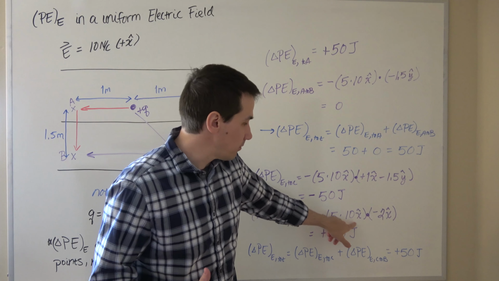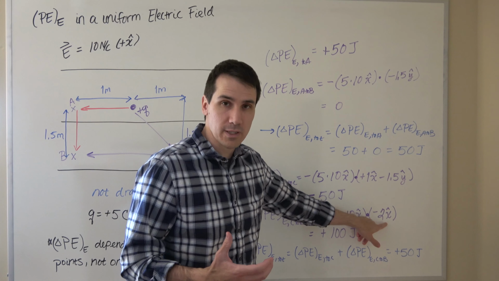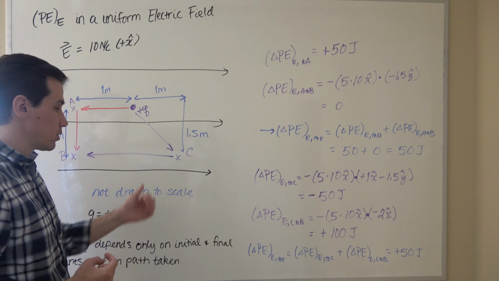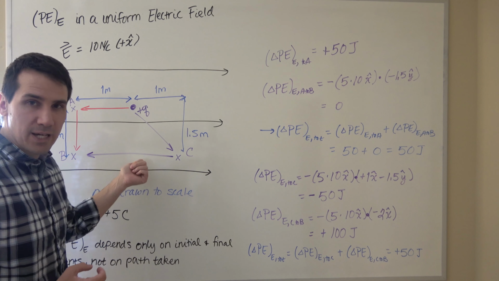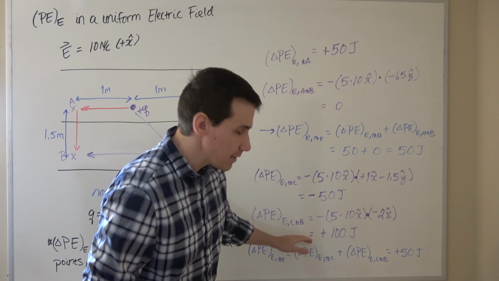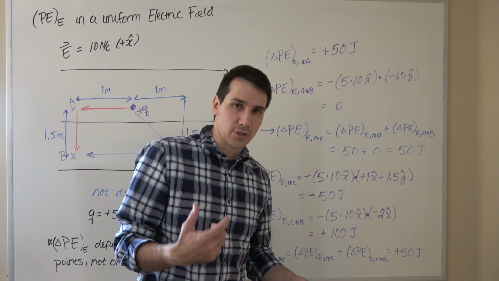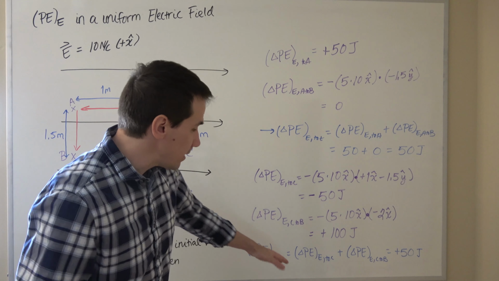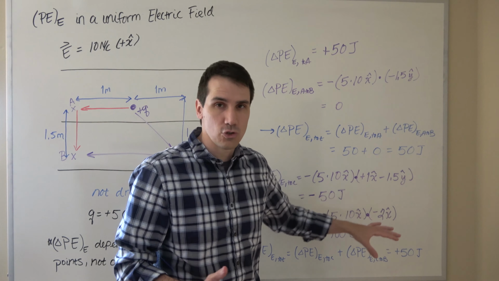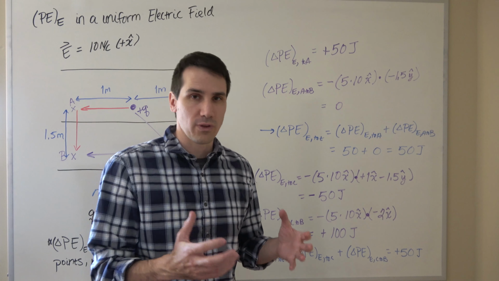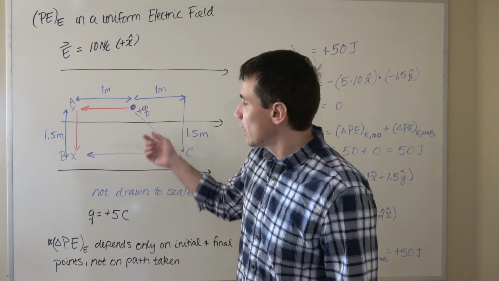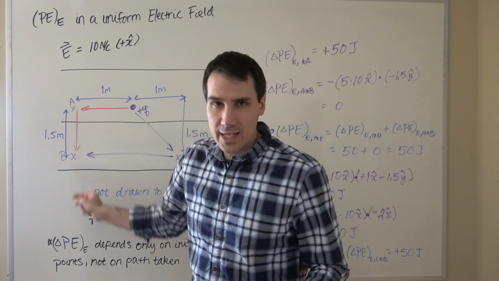Charge multiplied by electric field dotted with my displacement. Now my displacement is 2 meters in the negative x-hat direction because I have to go 1 meter to get back to where I started, another meter to get to point B, and that leads to 100 joules of potential energy that I gained. Adding these 2 changes in potential energy together gives me a total of 50 joules of potential energy change for this system, which is exactly what I found when I went straight to point B or from my starting point to A to B.